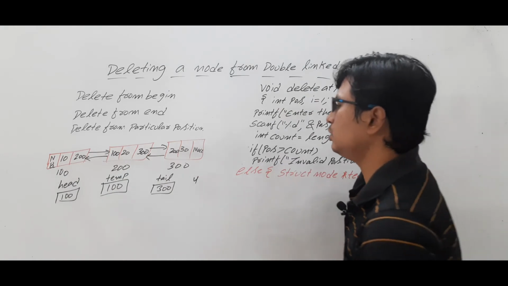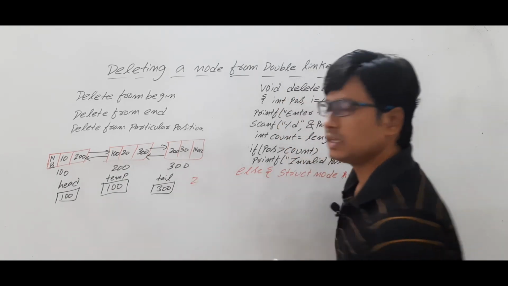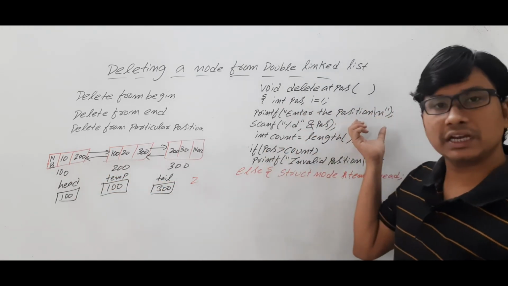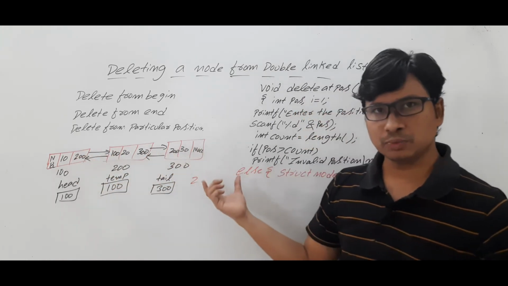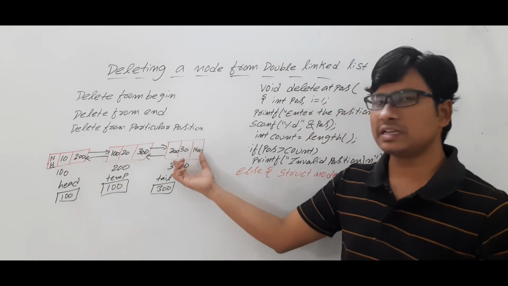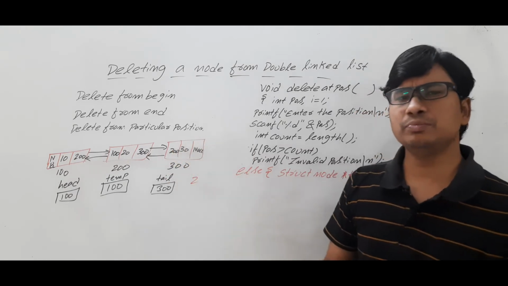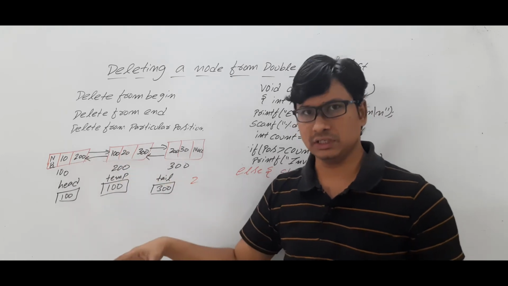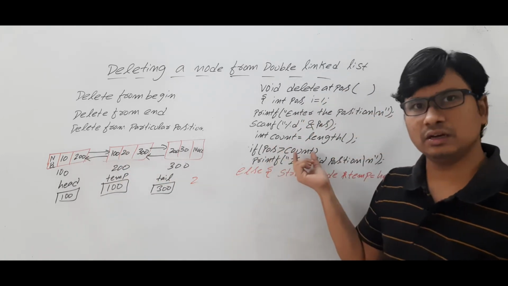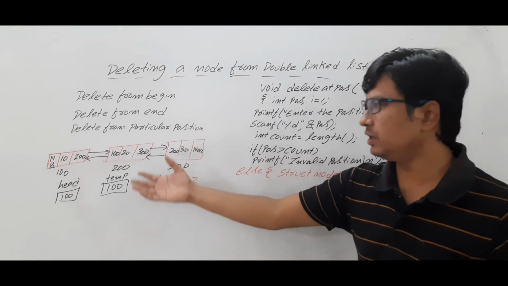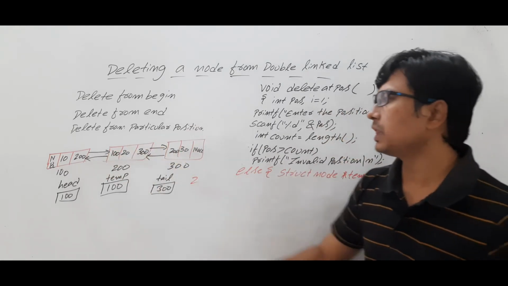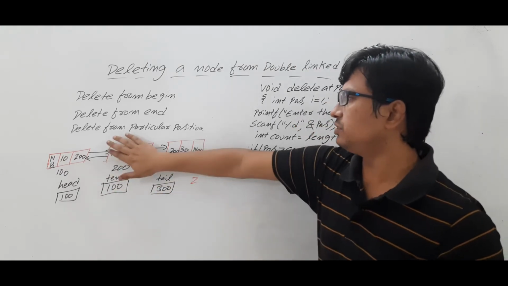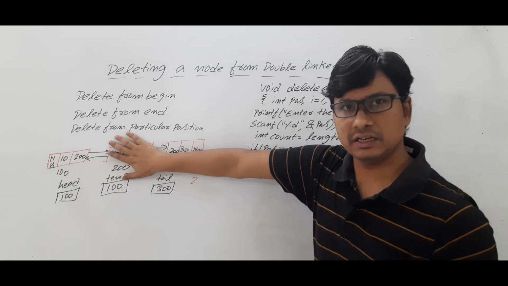Suppose the user has entered the position as 2. If the user has entered position 1, then you can simply call delete from the beginning. If the user has entered the last position, suppose the length is 3 and the user has entered position 3, then you can simply call delete at end. If the user has entered another position which is less than the count, only then you have to do this. Is it clear? Are you able to understand? Suppose the user has entered the position as 2, so he wants to delete this node.